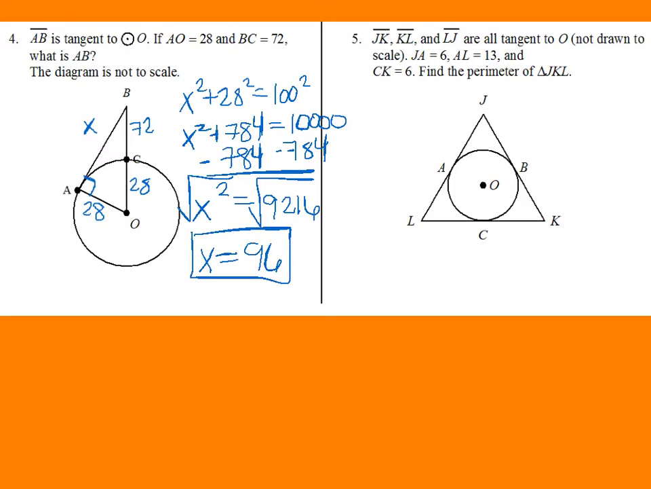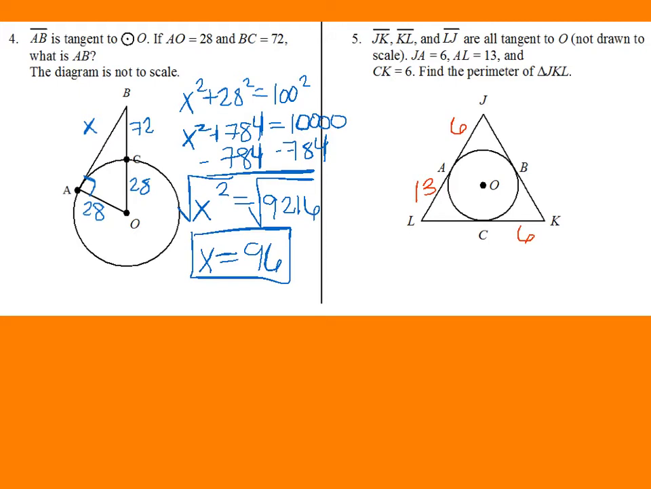Alright, looking at number 5. Number 5 says JK, KL, and LJ, they're all tangent to circle O. And it says not drawn to scale. JA is 6. AL is 13. CK is 6. Find the perimeter of triangle JKL. So we want the perimeter of this big triangle. So we just need to add up each side, and then we have the perimeter.